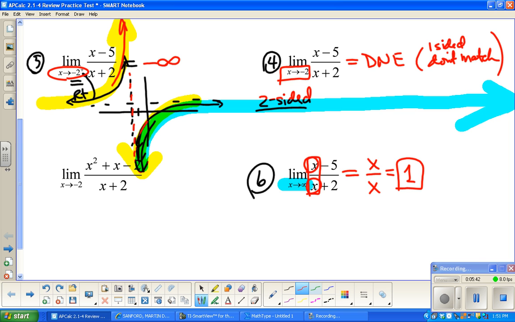Because you can reduce x over x. 3 over 3 is 1, 7 over 7 is 1, etc. Okay? All right, let me pop back to what I believe is number 5.